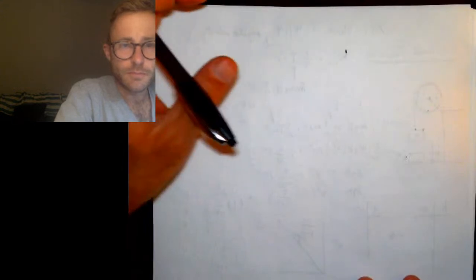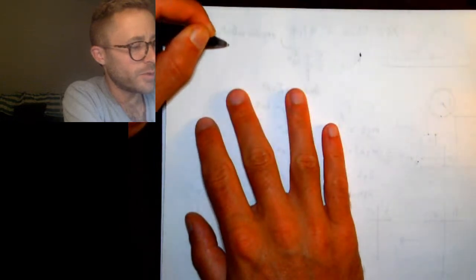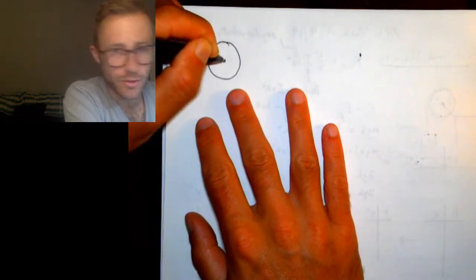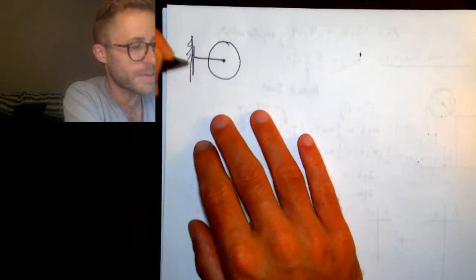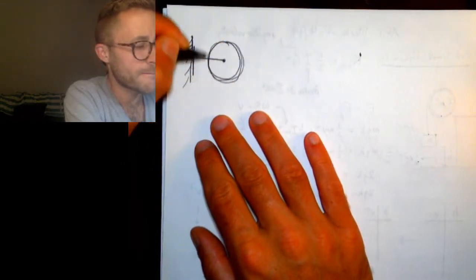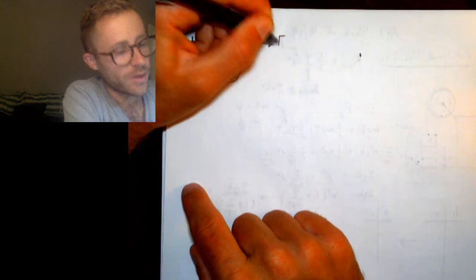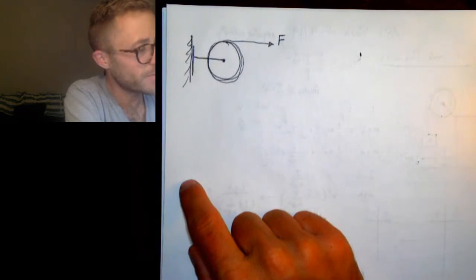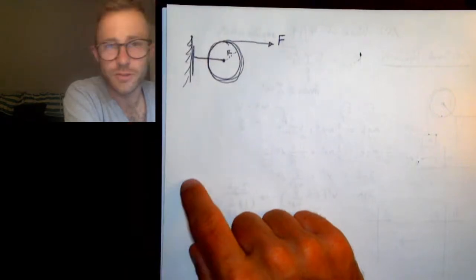So what if we have, again, a pulley? And a pulley is always secured in place. So it's fixed, I don't know, to a wall or something like that. And it has a string wrapped around it. And we apply a constant force on the end of that string. And let's suppose that this pulley has a radius r.